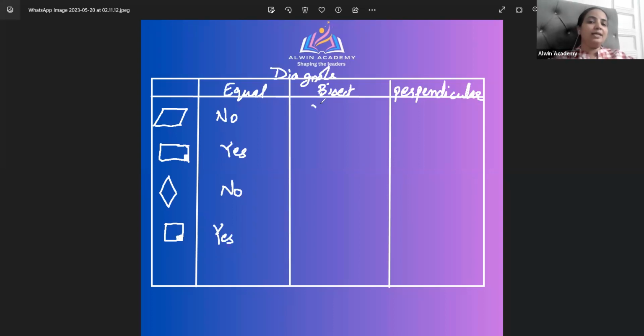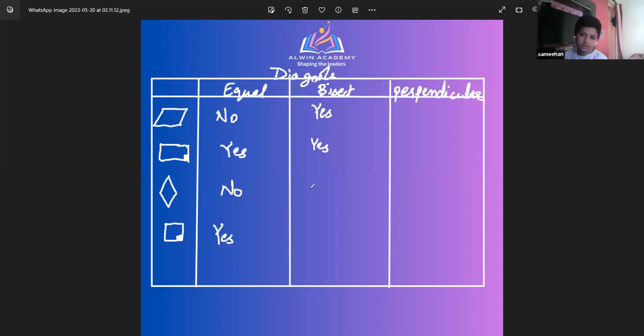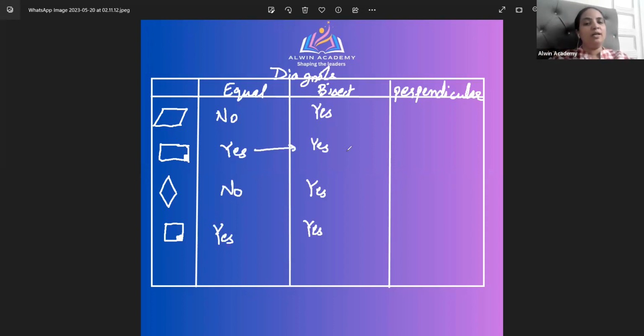Now, do they bisect each other? Yes. In every case, yes. See, whether the diagonals are equal or not, if they are equal, even then they are bisecting each other, cutting into 2 equal halves. If they are not equal, then also they are cutting each other in equal halves. Got it, no, beta?